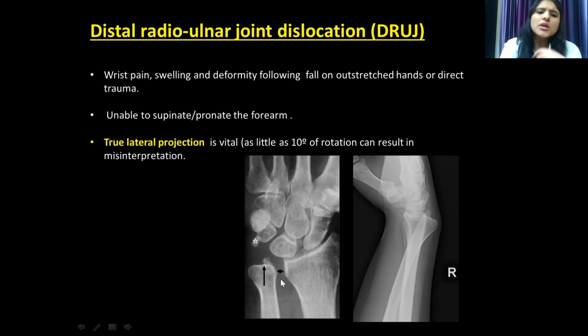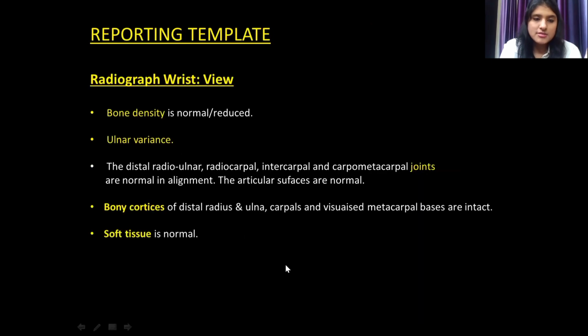On a PA view, we can appreciate the widening. This is another patient. On a PA view, we can appreciate widening of the distal radioulnar joint. And the ulna, if you see, this is the ulnar styloid process, and it appears more central. So there is some rotation which has happened, because of which this ulnar styloid process appears much more central, and there is increased joint space between the distal radius and ulna.